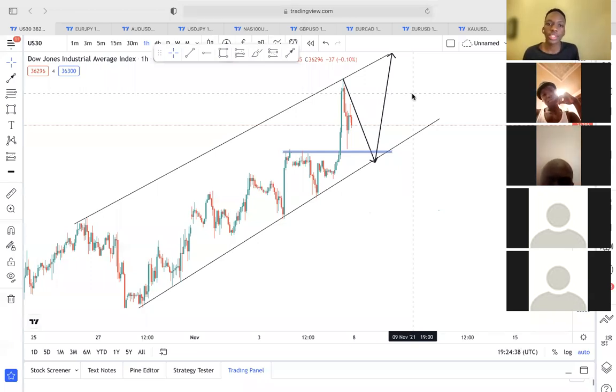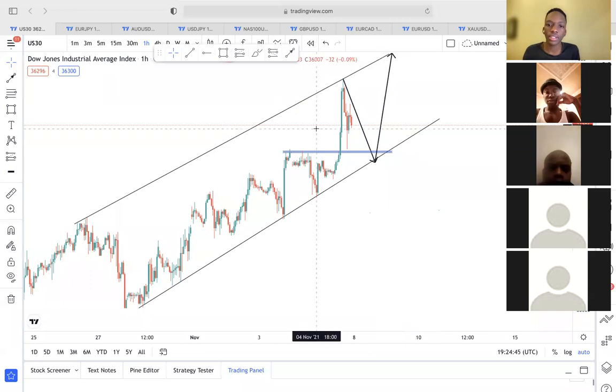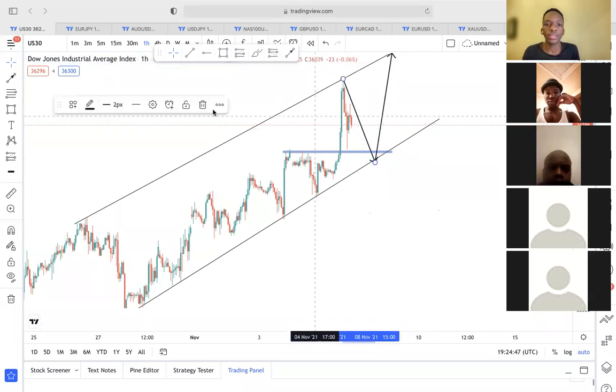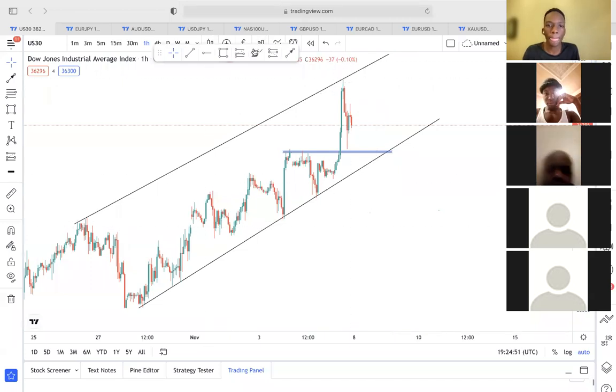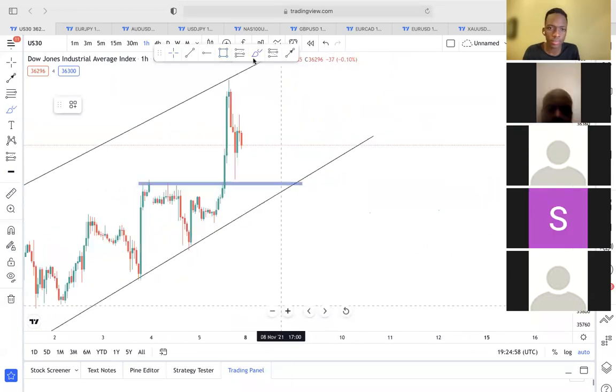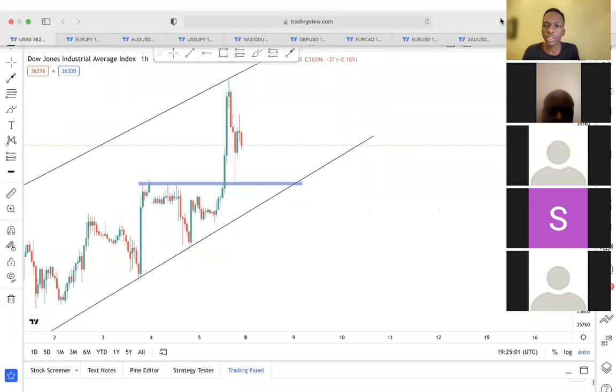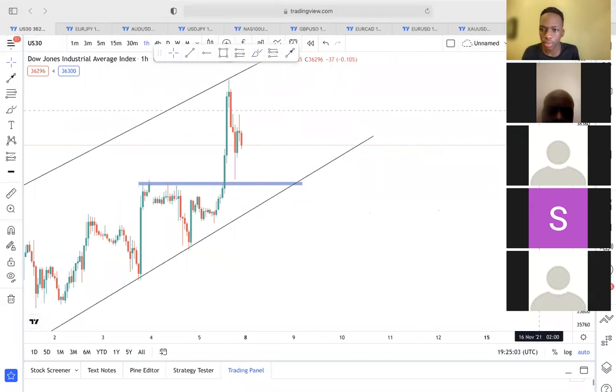But yet again, like I always say, let's not try to predict where the market's going to move. Let's trade what we see. Let's not trade what we think, right? What I mean by that is, let's say this trend line. Wait, let me just zoom in a bit, guys. I just want to do something here.